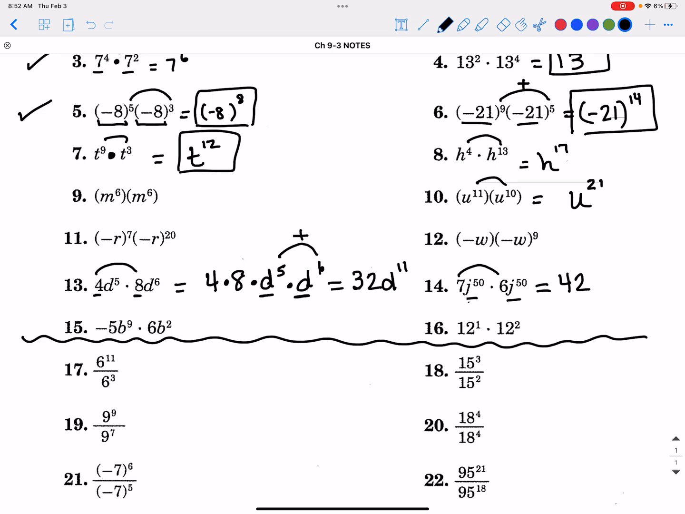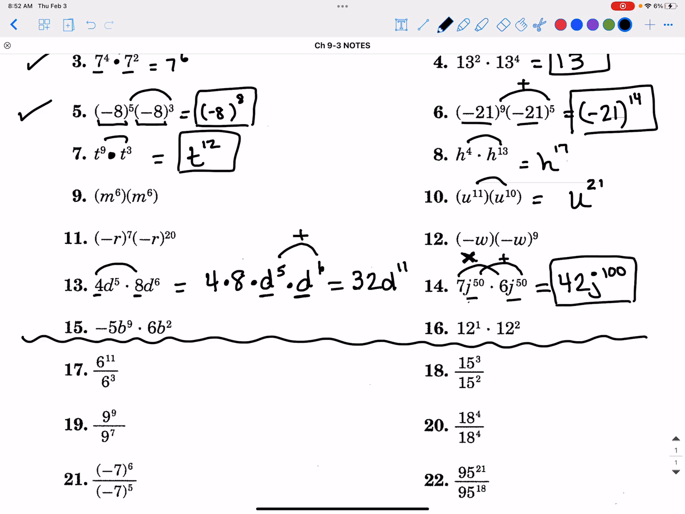Now I have J's and J's, so I'm going to keep my J, and I'm going to add 50 plus 50, right? I multiplied my numbers, and then when I multiplied my matching bases, the rule is, because I am certainly not going to write out 50 J's and then another 50 J's, count them up to say we have 100, and then write this. I'm just going to go right to that nice, easy answer, okay?